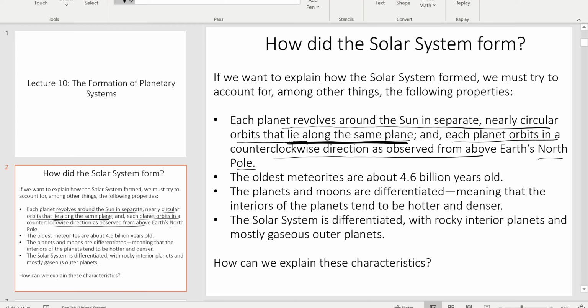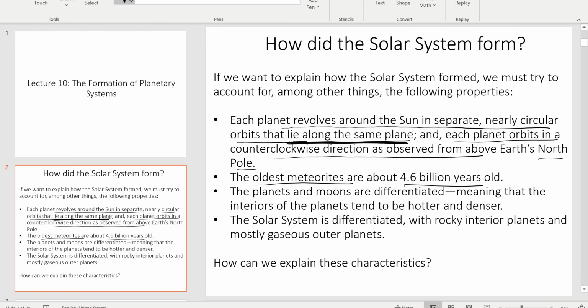The solar system is like a thin pancake. The planets and the gases, the small solar system bodies, etc., are arranged in this roughly circular pattern that's very thin compared to its diameter. In addition, we know that the oldest meteorites are about 4.6 billion years old. We don't find any older than that.